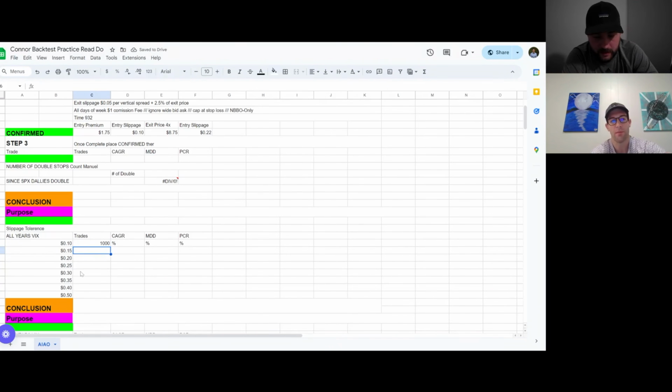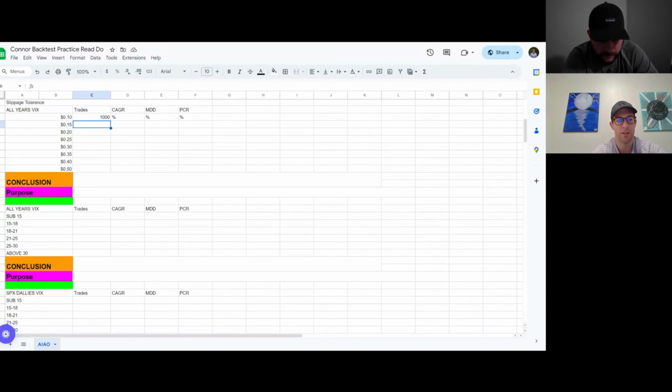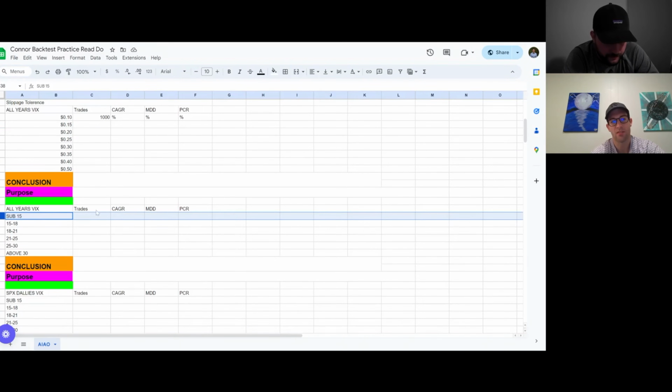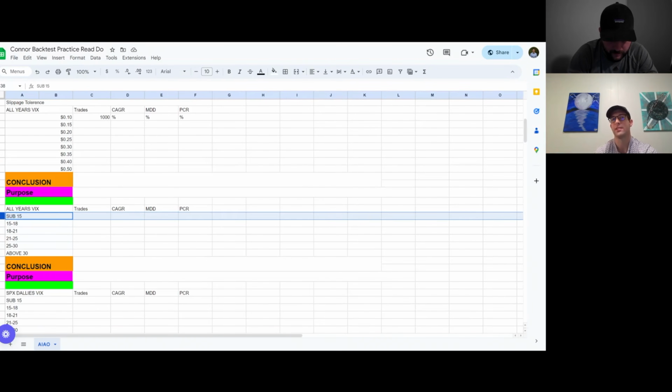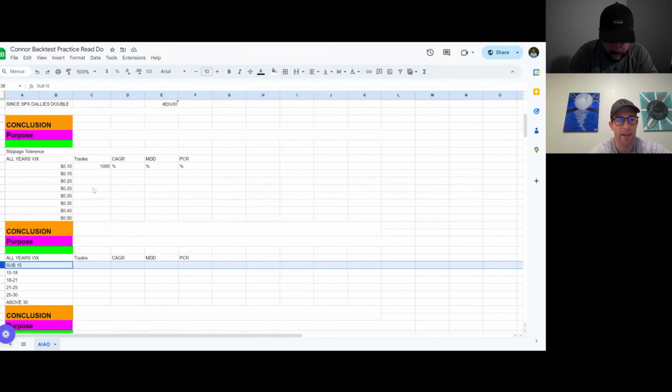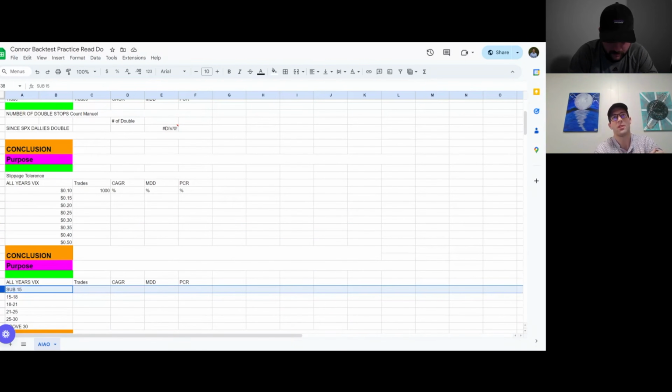Yeah. So, for example, if we were to use a filter like sub 15 VIX, we kind of know that even though there are five data sets here, this could only be 10% of the trades. That's a good value to check. And then we'll review this next time we talk.